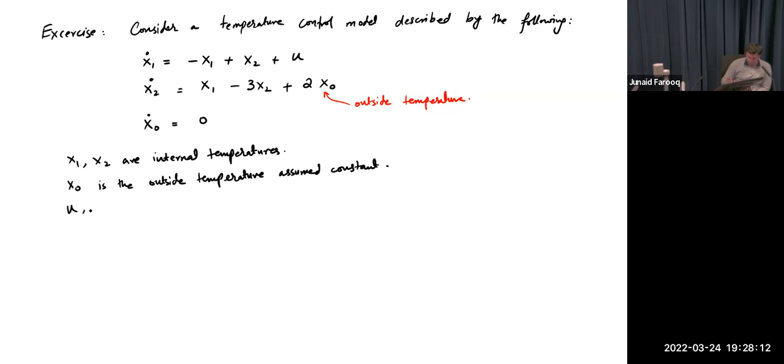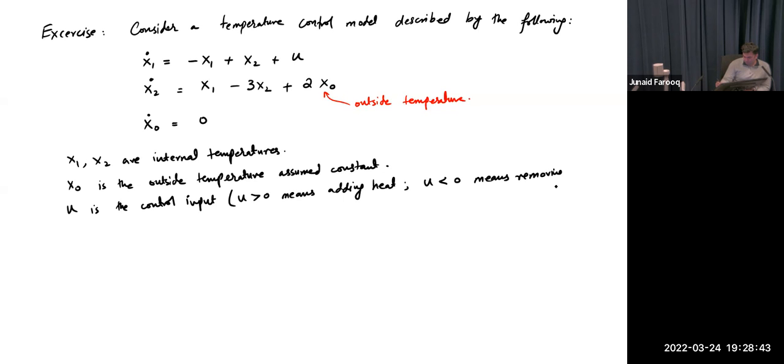And u is the control input. And when I say control input, basically because it's a temperature control system, u positive means adding heat to the system, and u negative means removing heat. Okay, so that's the system that we're looking at.